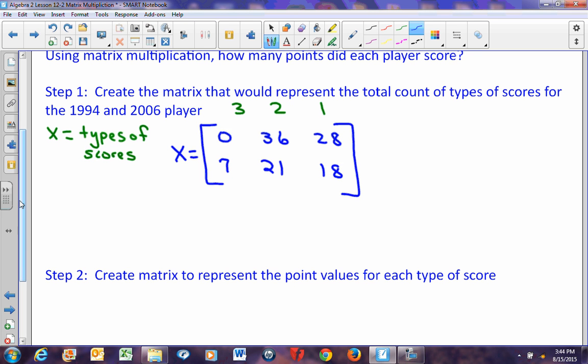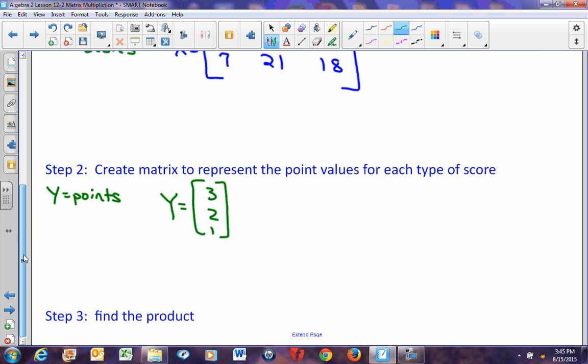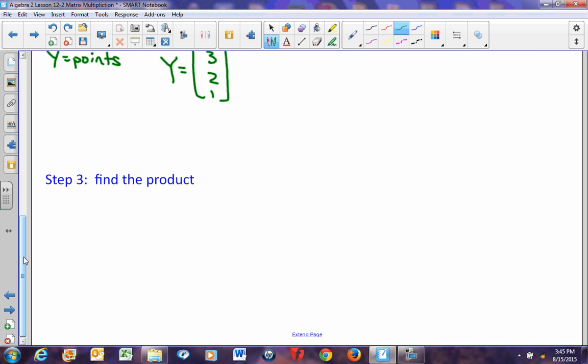Step 2: create a matrix to represent point values for each type of score. Well, that's where the 3, 2, and 1 come in, because Y is going to be the point values. So the matrix Y is going to be 3-pointers, 2-pointers, and 1-pointers. That's the second. Step 3 says find the product. So we can multiply our 2 matrices together. We're going to find the product of X times Y.